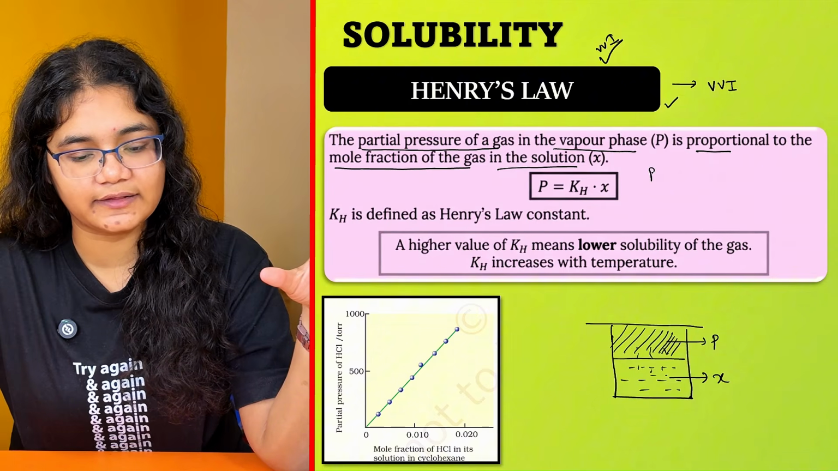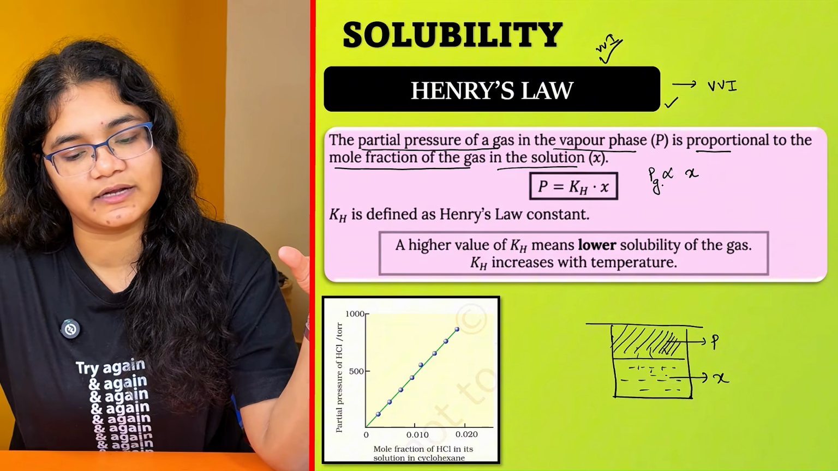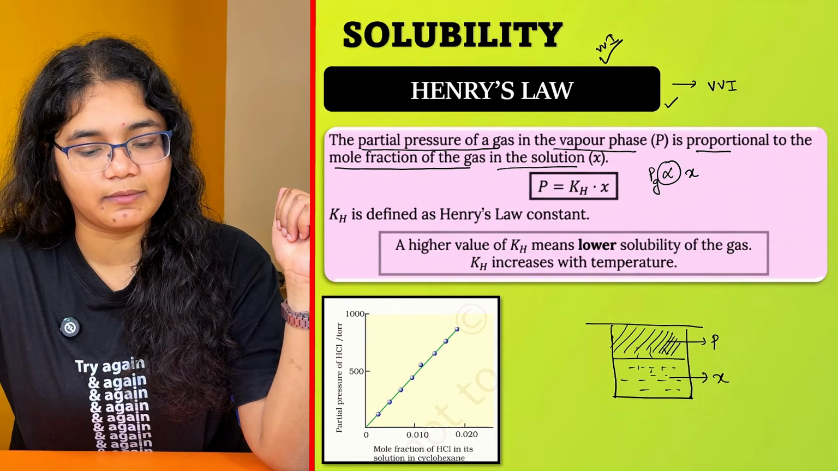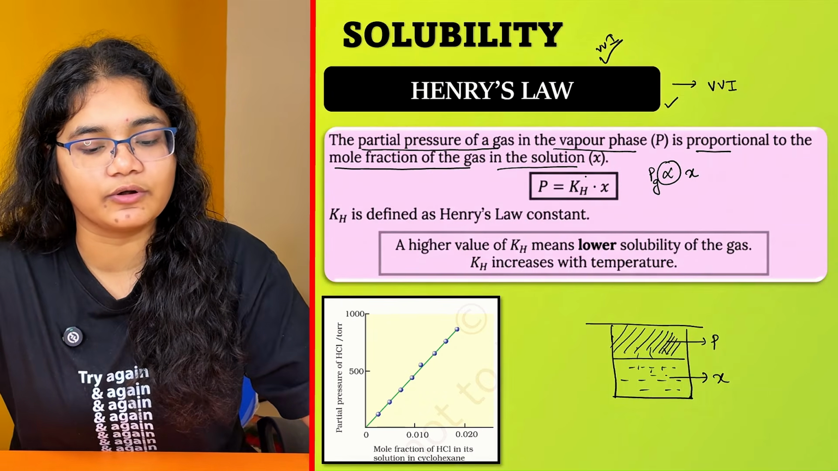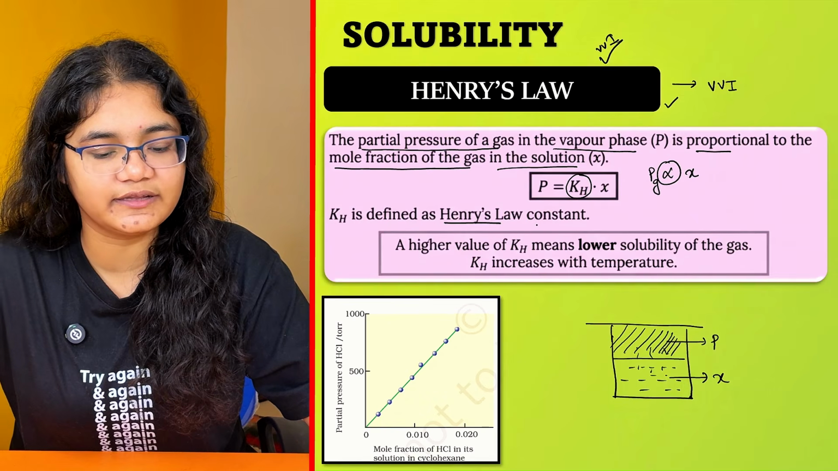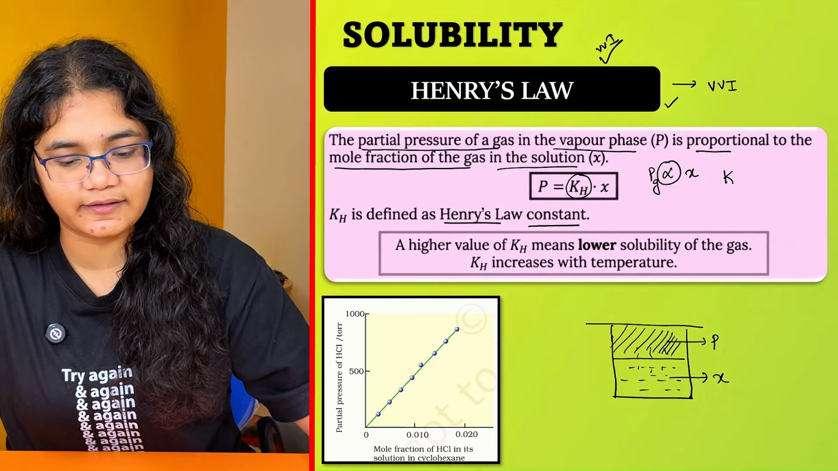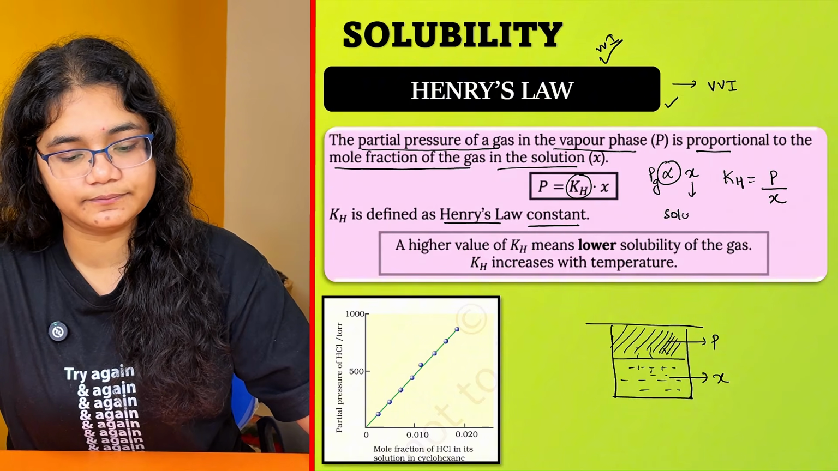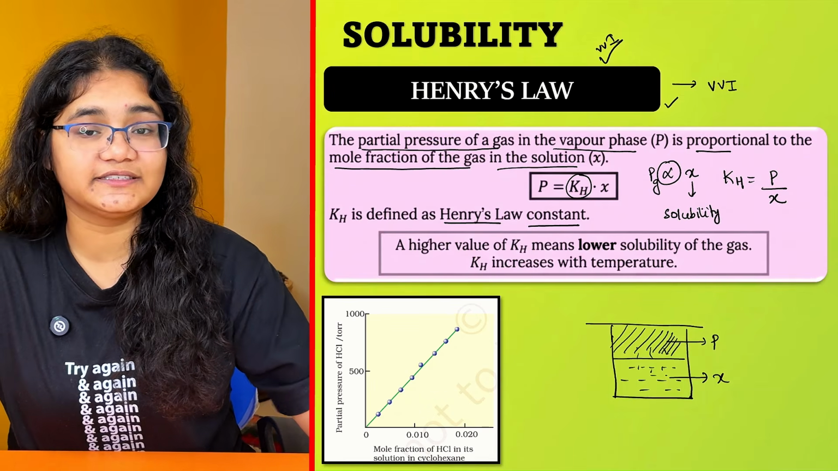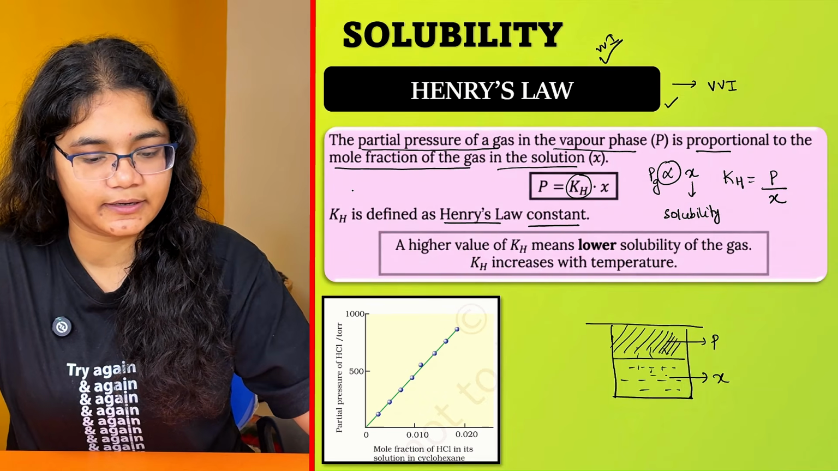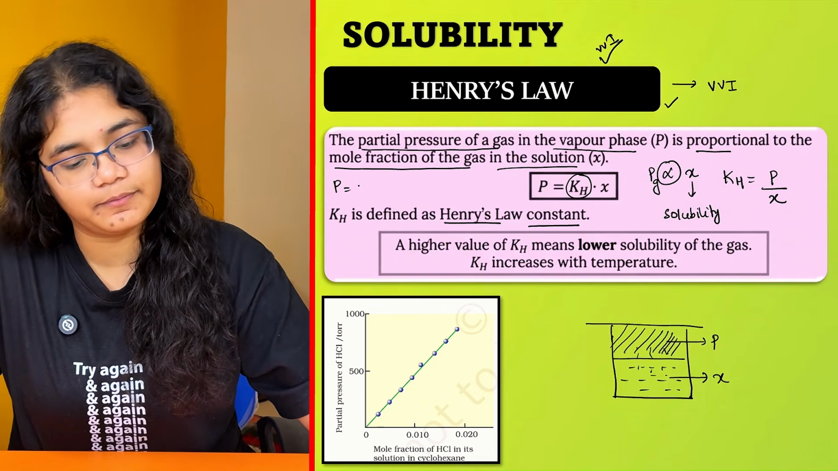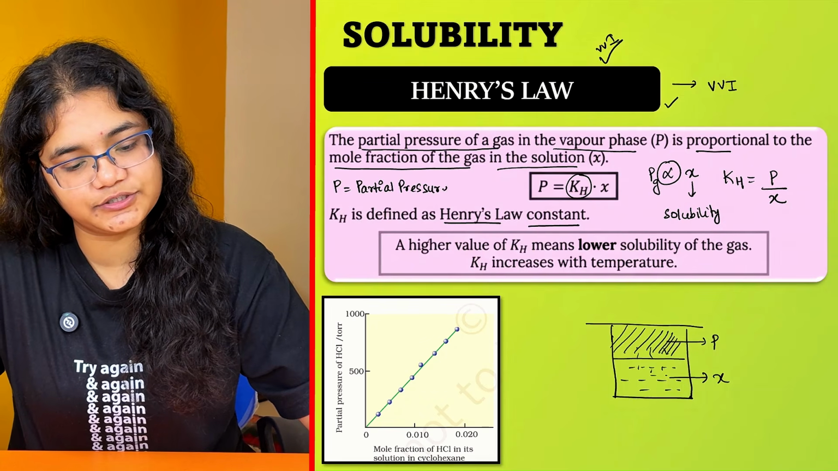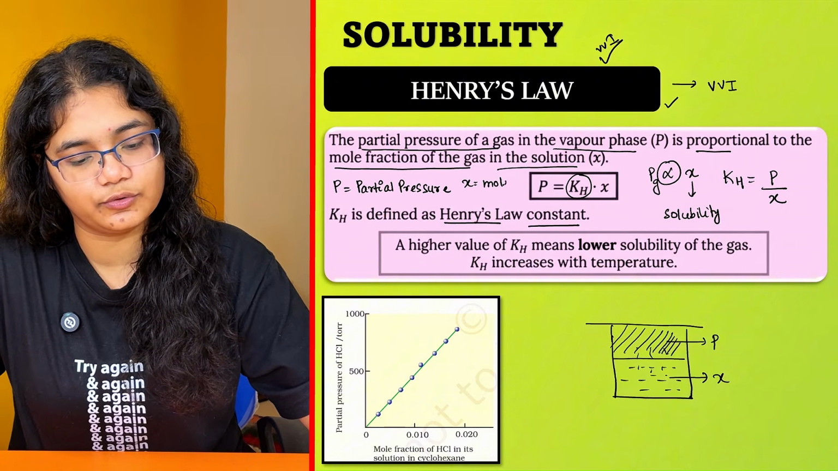Here it is written like this: partial pressure of the gas is proportional to the mole fraction of the solute in the solution. To remove this proportionality, we multiply by a constant, Kh, which is called Henry's law constant. Now Kh can be written as P by X. Here X represents solubility and X is the mole fraction. Let me tell you all the terms here. P is the partial pressure and X is the mole fraction of the solute.